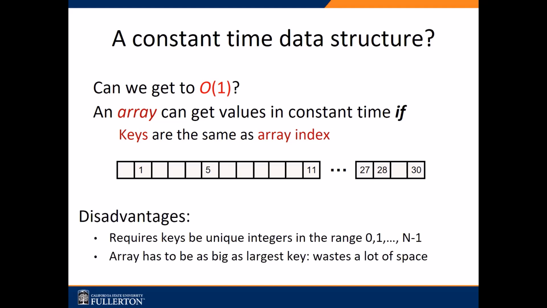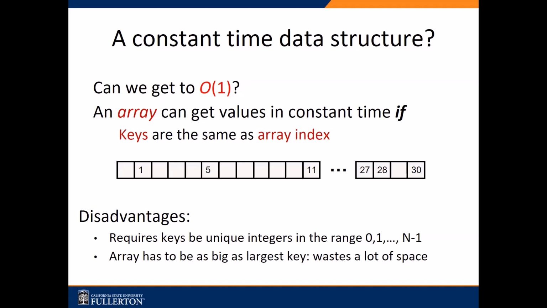However, this has some pretty big disadvantages. One is that it requires our keys all to be integers. That is, they cannot be other types like strings. But more problematically, this array has to be as big as the largest key. This wastes a lot of space because the largest key can be very large, but I may not have that many elements.